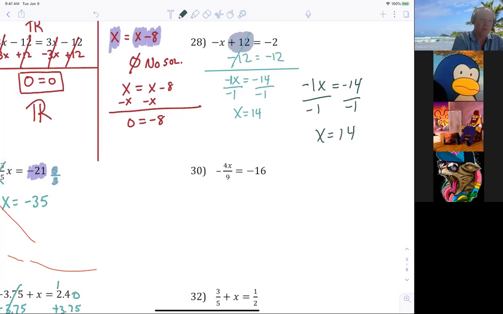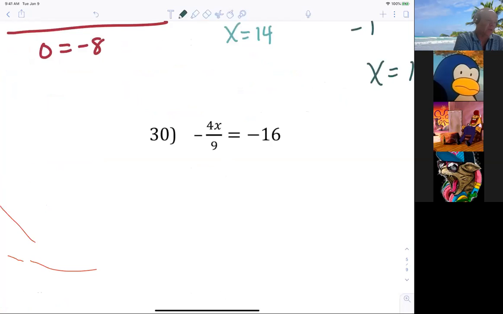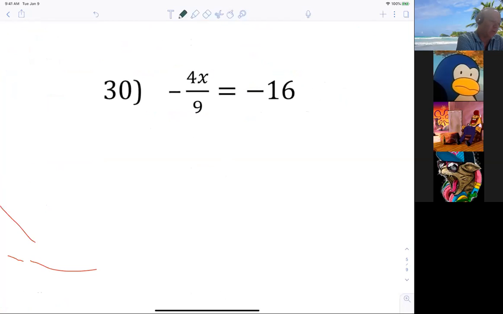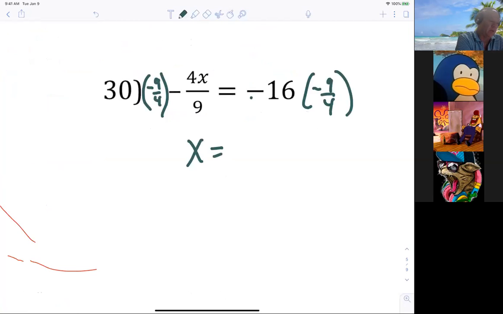Right. And then for number 30, it's a reciprocal problem. You multiply by the reciprocal, which is negative 9 over 4. Negative 9 over 4. So x equals, two negatives make a positive, 16 divided by 4 is 4. Then 4 times 9 is 36. Okay, thank you. You're very welcome, buddy.